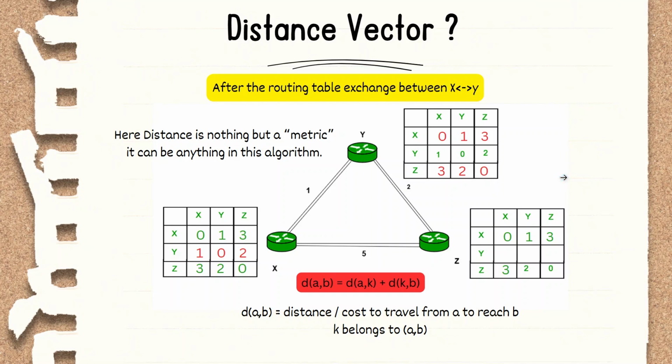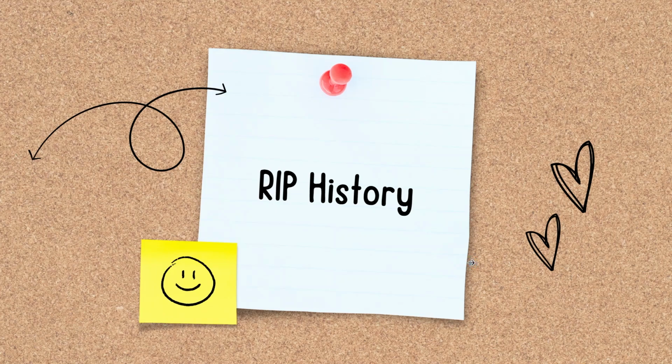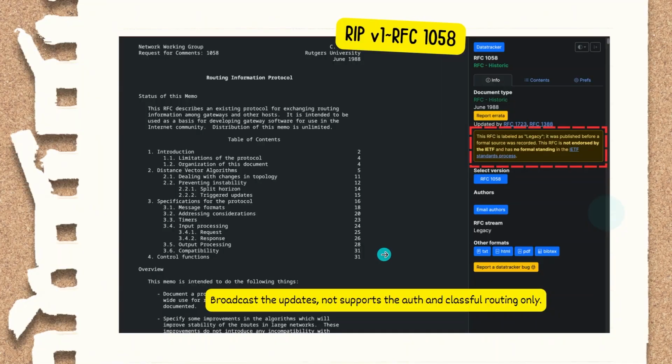So as I said, the distance is nothing but a metric that can be anything in this algorithm. So in this distance vector algorithm, the meaning of the distance is nothing but a metric. So let's get to know about some RIP history.